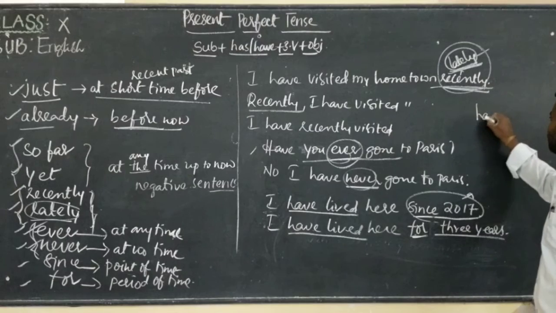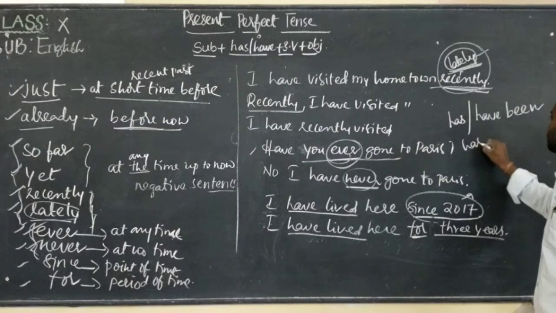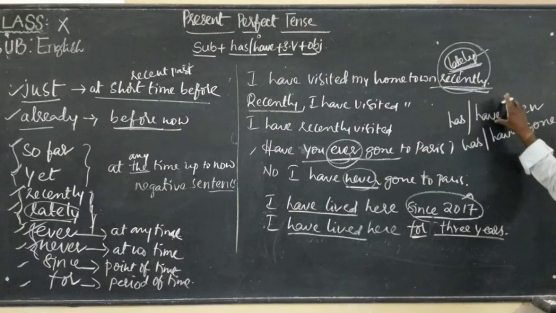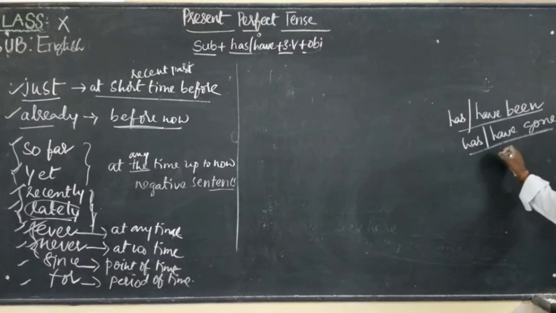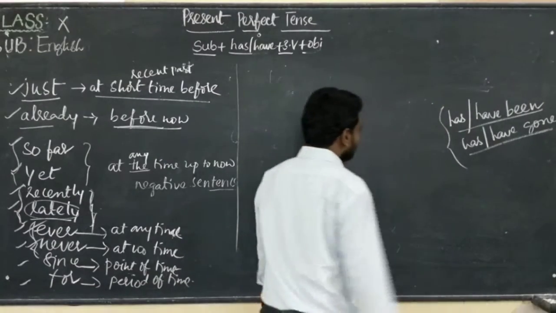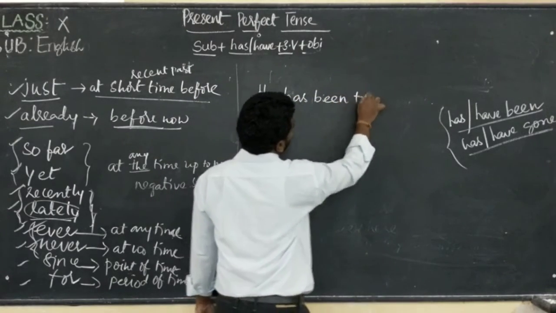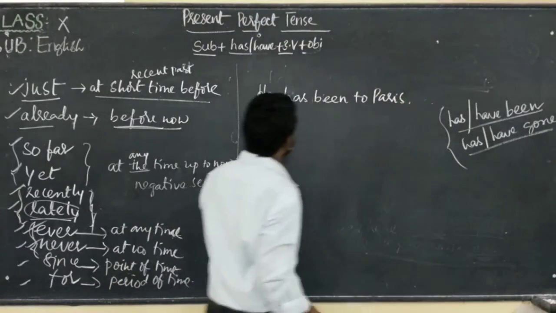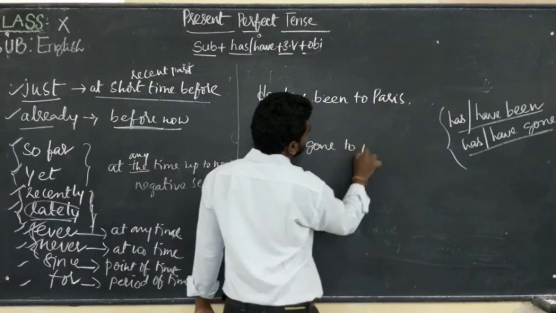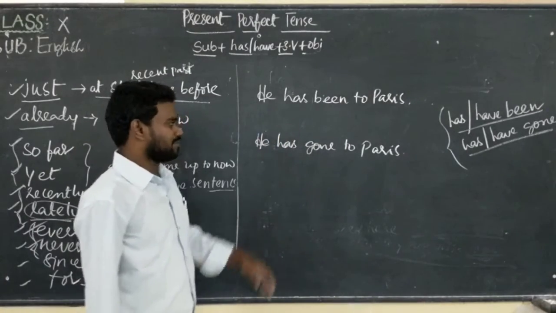Next let us see the difference between has or have been, and has or have gone. Let us see the difference between both, right? So here for example, he has been to Paris. Right, let us see. He has gone to Paris. Just think about the difference. He has gone to Paris and he has been to Paris.